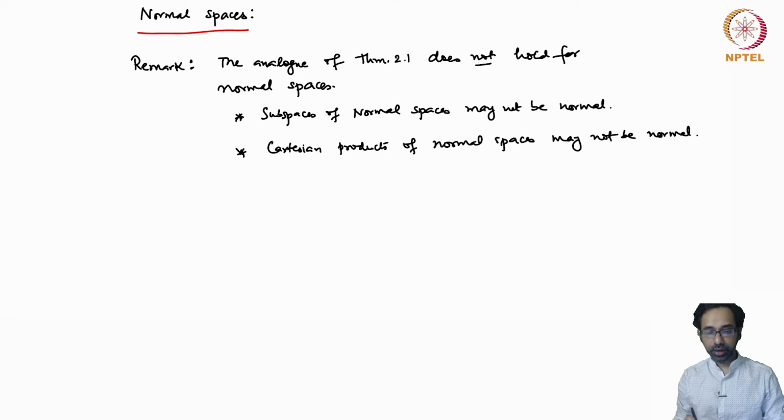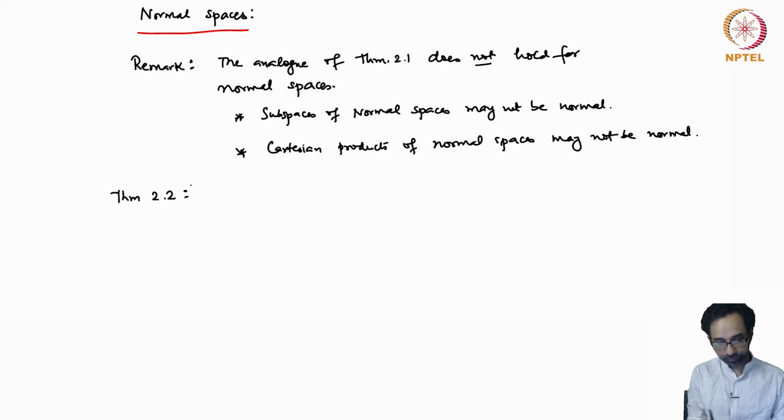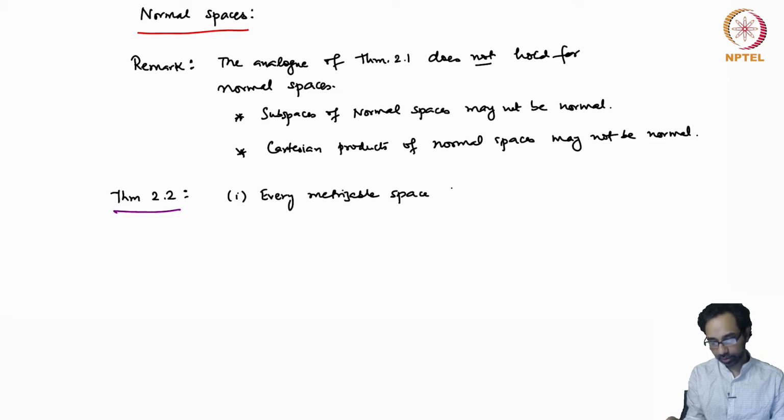So even though normal spaces aren't so well behaved, there are two classes of topological spaces which are normal, and they already give a large class of examples of normal spaces. So what are those two classes? Let me put this as a theorem. First, every metrizable space is normal, and every compact Hausdorff space is also normal.